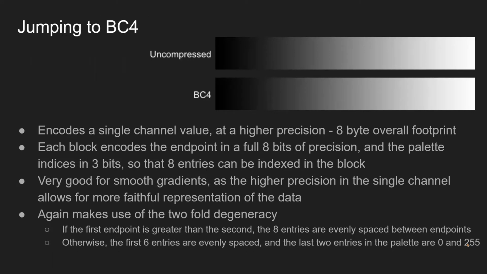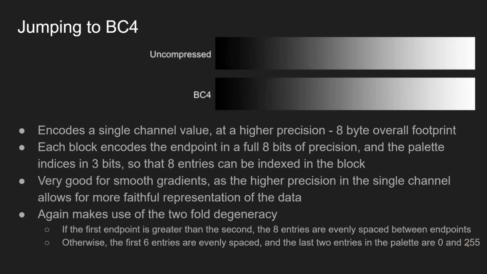So BC4 is the next one. And you'll see how these are used later to build up to the other formats. BC4 encodes a single channel with the same memory footprint. But this single channel is encoded with higher precision. So the endpoints are a full 8 bits, so that's a single value that can be anywhere in the range 0 to 255. And then the palette indexing is done with 3 bits. So again, higher precision than before.